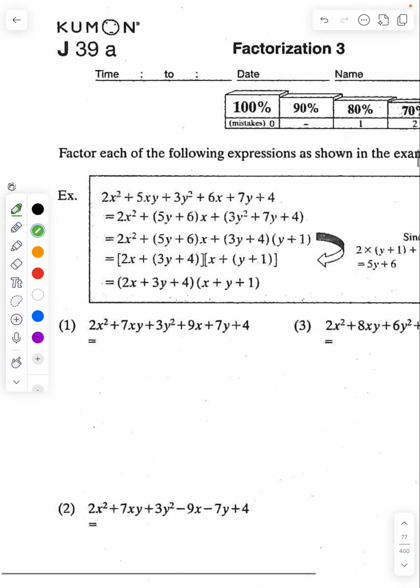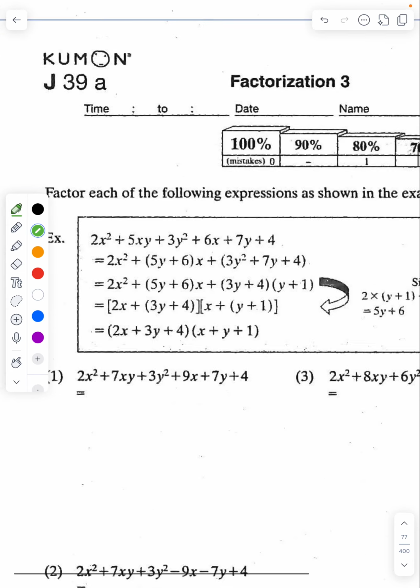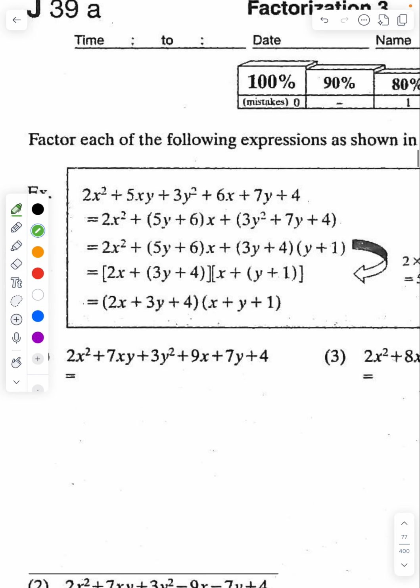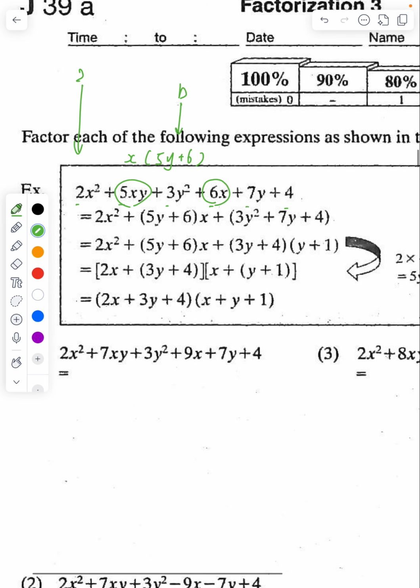All right, with that being said, let me see if there's any examples that we need to talk about. That's pretty much straightforward. Let's talk about the last example that we have to do. So we have 2, 5, 3, 6, 7, 4. Everything that has x, the 6x and 5xy. Let's take the x out. So we have x, we have 5y plus 6, and that will be our B. Our A is 2, and our C will be 3y squared plus 7y plus 4.